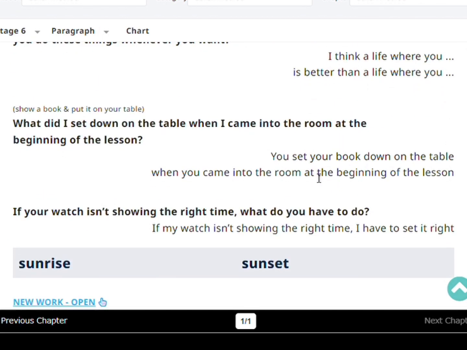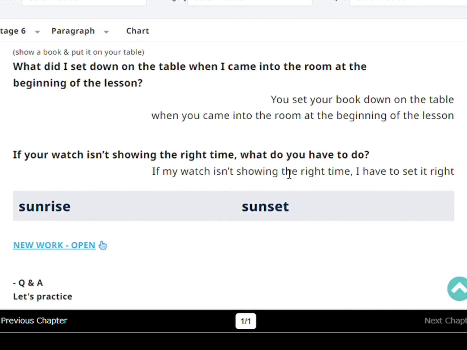What did I set down on the table when I came into the room at the beginning of the lesson? You set your book down on the table when you came into the room at the beginning of the lesson. But if your watch isn't showing the right time, what do you have to do? If my watch isn't showing the right time, I have to set it right.